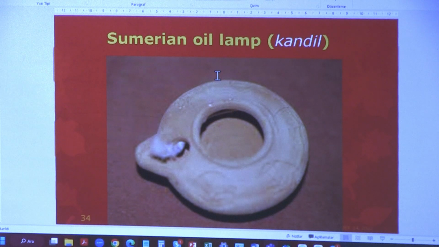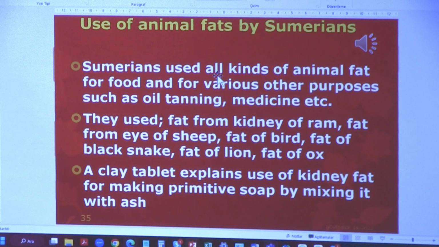Now this is the kind of lamp that they used, kandil. You fill it with the oil and then you burn it with a small string. They also used animal fat, of course, like we do today, along with the sesame oil, for various purposes, just like oil for tanning and medicine, etc.